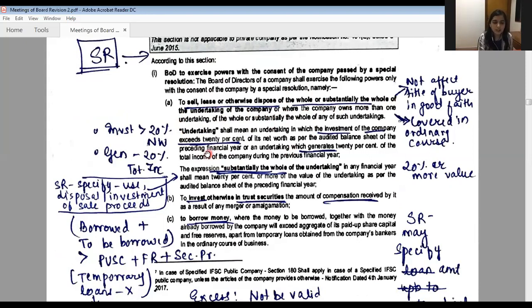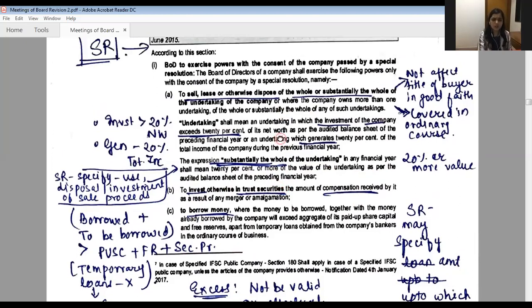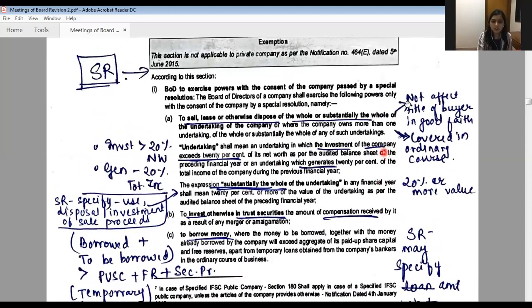Now, what is an undertaking? An undertaking is one where the investment of the company exceeds 20% of its net worth, or an undertaking which generates 20% of the total income of the company. Now, what is substantially the whole of the undertaking? It means 20% or more of the value of the undertaking as per the last audited balance sheet. Now, the special resolution may specify the use, disposal, or investment of the sale proceeds from this sale, lease, or other disposal. The next point is that this sale or lease does not affect the title of a buyer in good faith, and it can also be covered in the ordinary course of business.